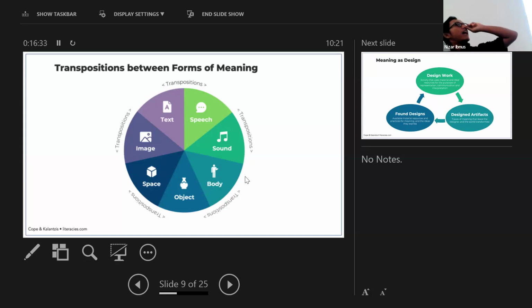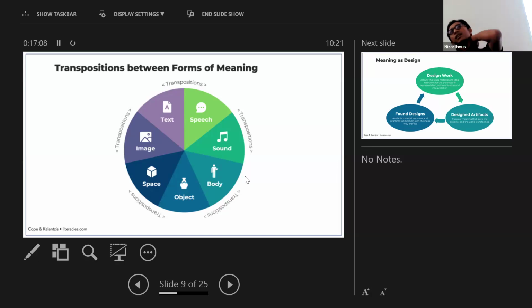Okay, let's talk about the color here. There are two groups of color, the purple and the green. The purple, the text, image, and including the space are not limited to time, while the green are limited to time. What it means by limitation to time is that when we write a text, what we have written on a piece of paper can also be read by someone 100 years later.